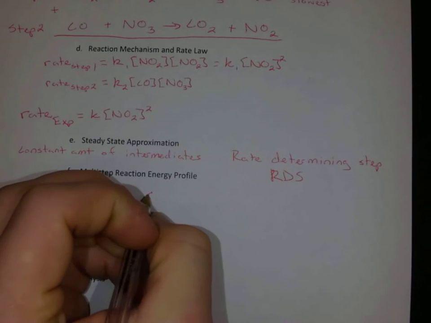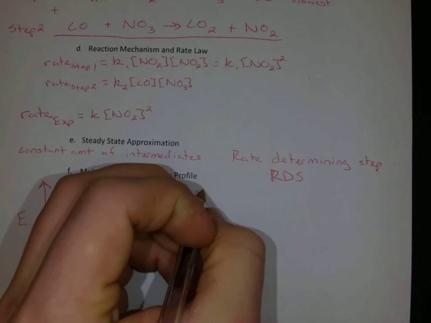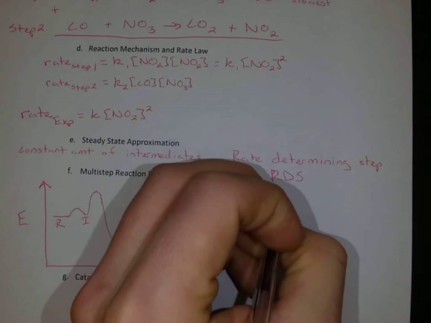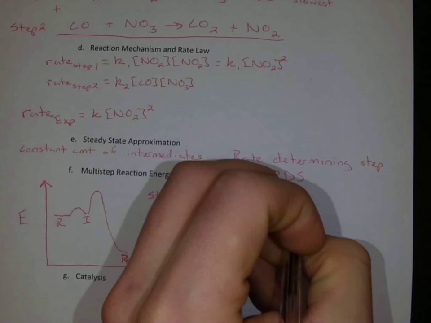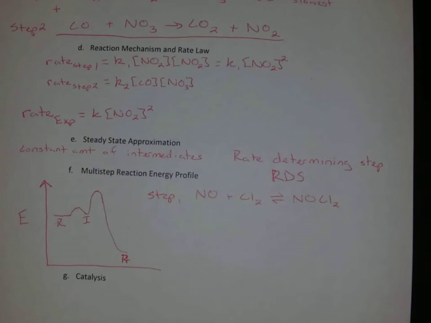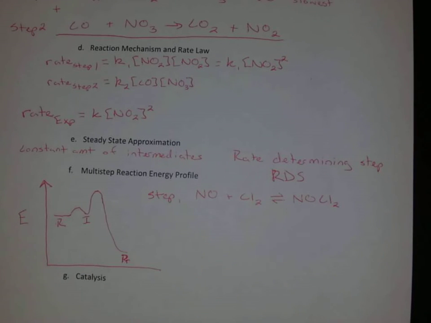So we're going to do step 1. We're going to have NO gas plus Cl2 gas. It can react and form NOCl2. It's pretty easy. So we're going to have an equilibrium here. We're going to have a forward reaction and a backwards reaction occurring.